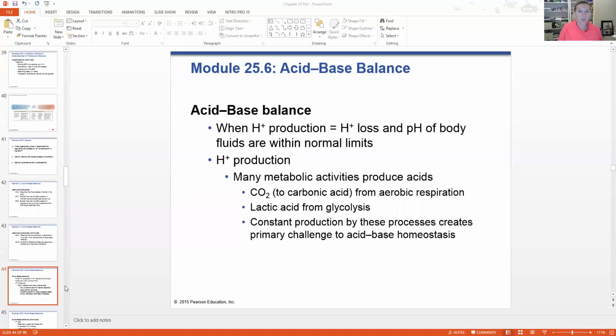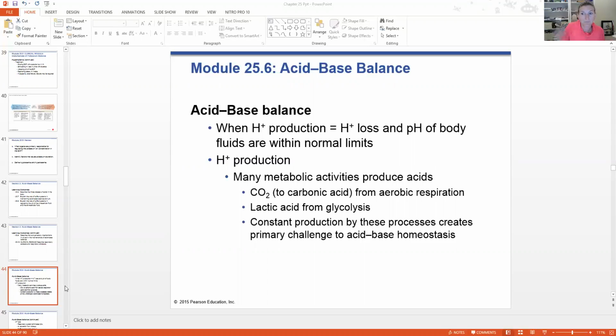Overall, acid-base balance is when our hydrogen production and hydrogen loss, I'm saying hydrogen, I really should be saying hydrogen ion, the hydrogen ion production and hydrogen ion loss and the pH of the body are within normal limits, right? So that it's maintained.